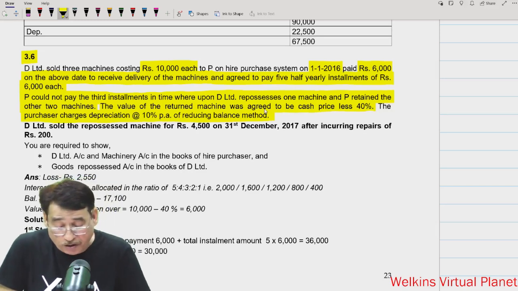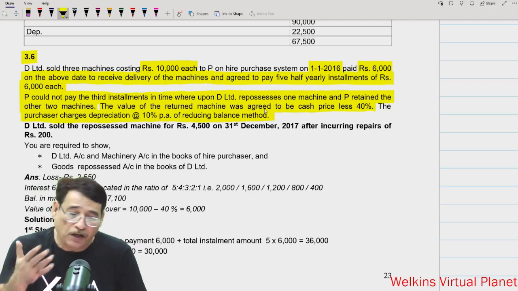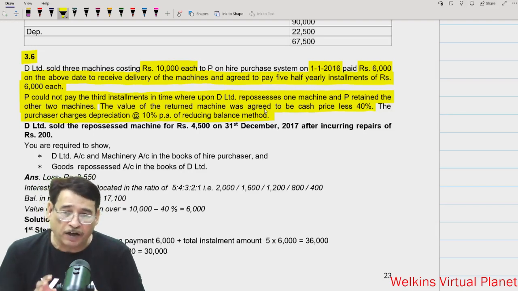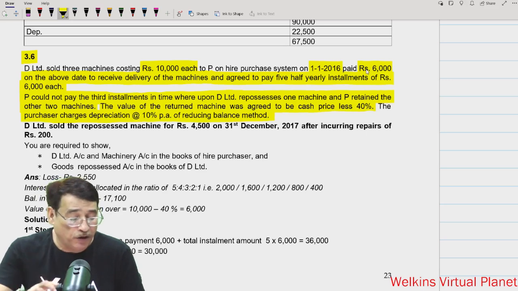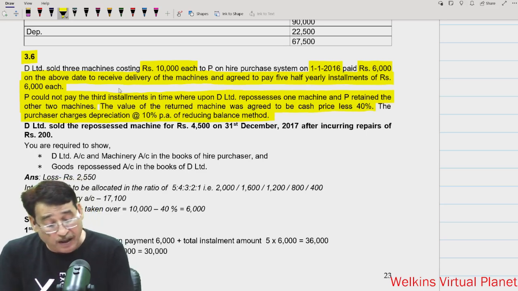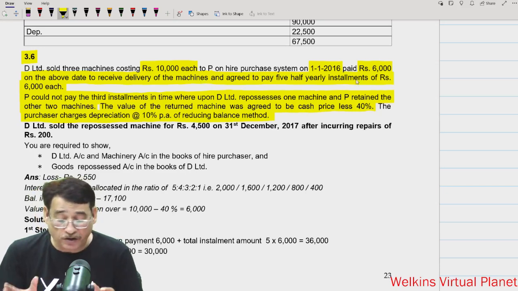Now, this is the question. Suppose, could you tell me in this particular question, are you having the cash price? Yes, you are having the cash price. Are you having the hire purchase price? Obviously, you are going to have it, because 6,000 is the amount which you are paying as down payment, and you are supposed to pay again 5 half-yearly installments of 6,000 each. So you will have the hire purchase price.